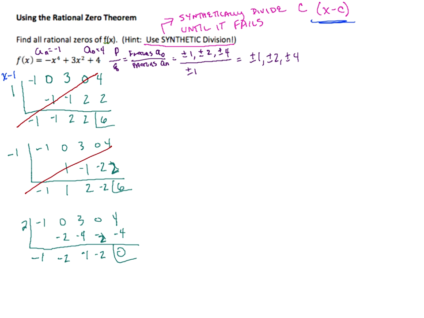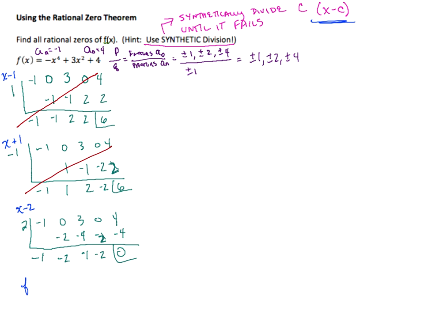So because I have a 0 remainder, let me just clarify what I've done here. With a C of negative 1, this would be a factor of x plus 1, because remember, x minus negative 1. This one would be a factor of x minus 2.